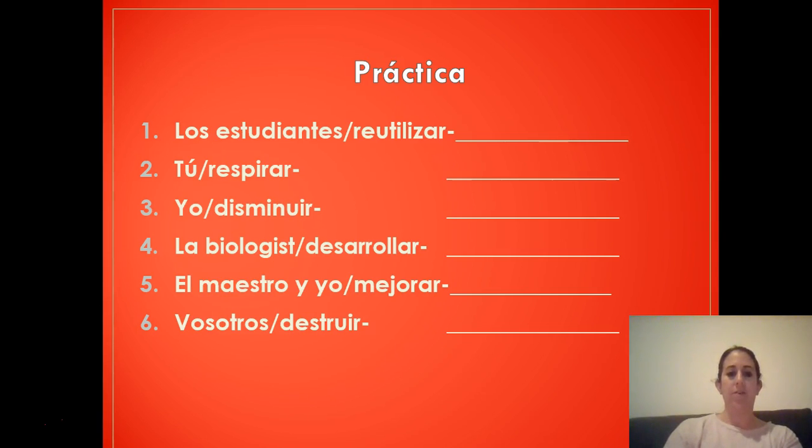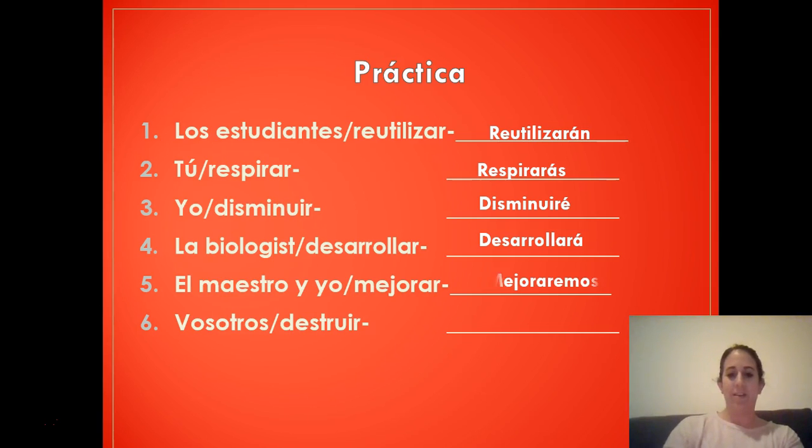Alright, let's see how you did. Reutilizarán. Tú respirarás. Disminuiré. Desarrollará. Mejoraremos. And destruirías. Spanish pronunciation brain isn't very on right now. So anyway, if you'll notice that all of those have the verb in the infinitive form, and then we just add that ending.